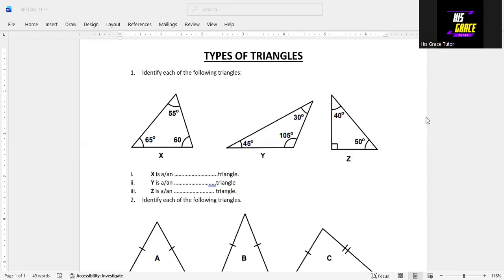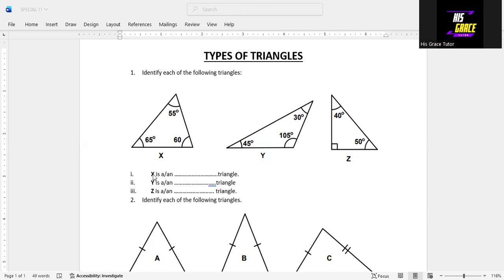Here we are still looking at special questions as we are focusing on types of triangles. Question 1 says: identify each of the following triangles. So what is triangle X called? What is triangle Y called? And what is triangle Z called? Okay, so let's talk about that right now.